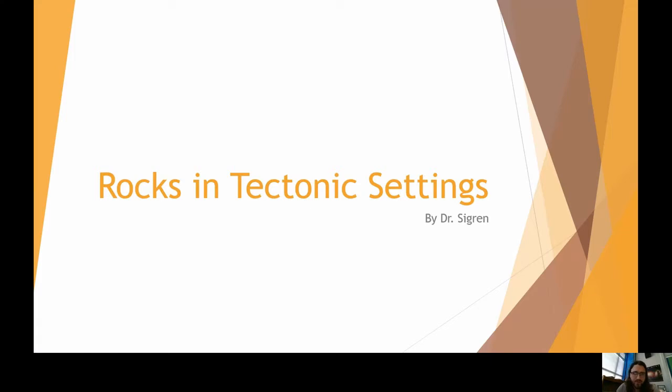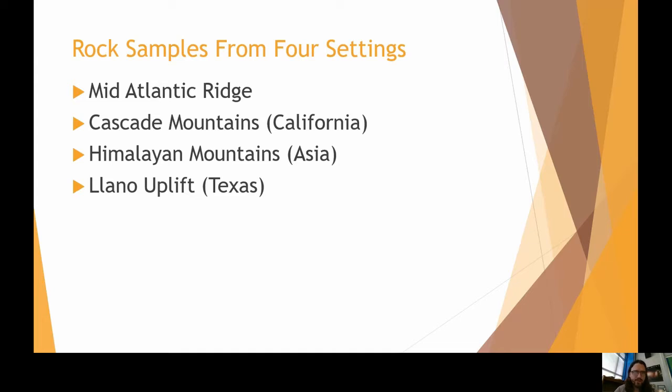So here we go. This is going to be the rocks and tectonic settings. All right, so we're going to have some rock samples from these 4 settings: the Mid-Atlantic Ridge, the Cascade Mountains, the Himalayan Mountains, and the Llano uplift. Mid-Atlantic Ridge is in the Atlantic Ocean. Cascade Mountains are in California. Himalayan Mountains are over in Asia. That's Mount Everest, the highest mountains in the world. And the Llano uplift is more towards the San Antonio area.